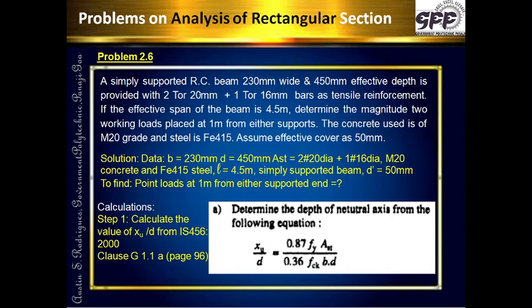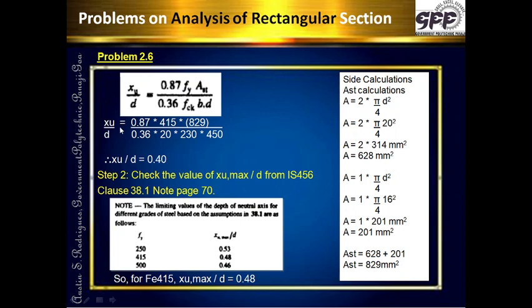Now for the analysis problem, we start with the first step. Calculate the value of Xu by D from IS 456 2000 G-1.1a, page 96. Xu by D is equal to 0.87 Fy Ast upon 0.36 fck b D.